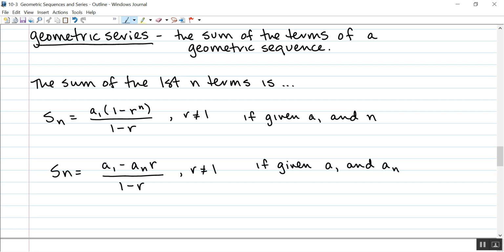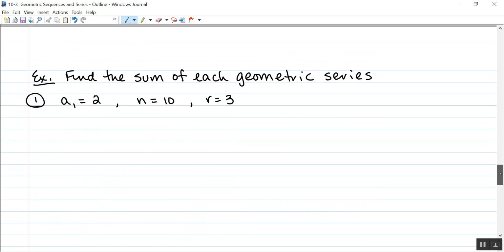That formula is useful if we know a sub 1 and n, or we can use this formula here: S sub n equals a sub 1 minus a sub n times r over 1 minus r, where r is not equal to 1, and that's useful if we're given a sub 1 and a sub n. So let's take a look at a couple examples that use this.